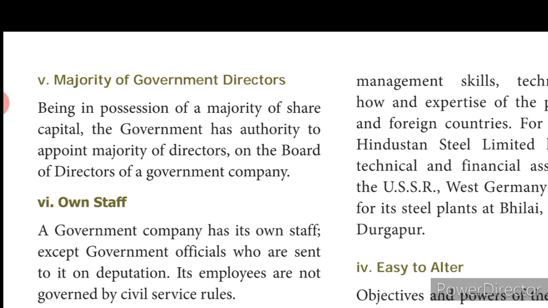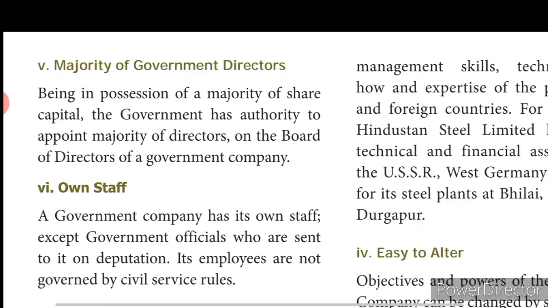Majority of government directors. So what is this point? It means that being in possession of a majority of share capital, the government has authority to appoint a majority of directors on the board of directors of a government company. So since you run a government company, the majority of the directors will be from the government only.